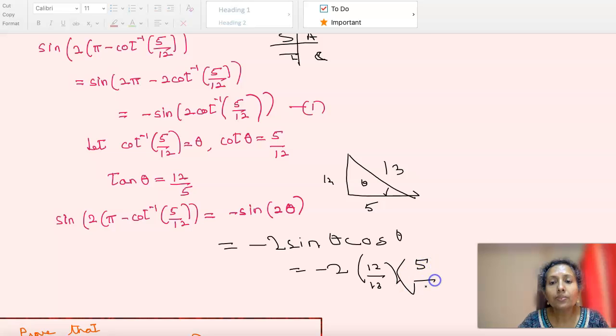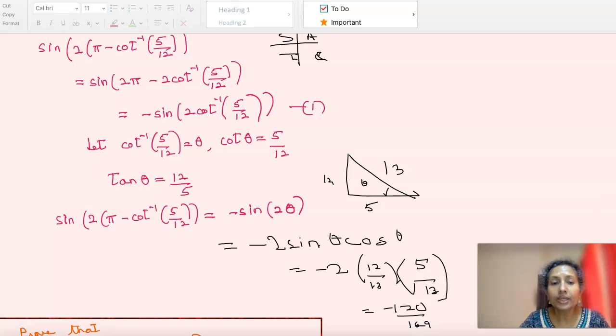So now you can simplify this. 12 into 5, 60. 60 into 2, 120. So it is minus 120 by 169. So answer kya hota hai? Minus 120 by 169 ho jata hai.